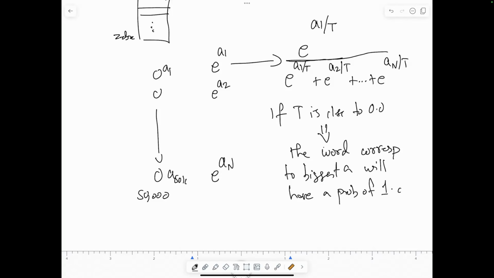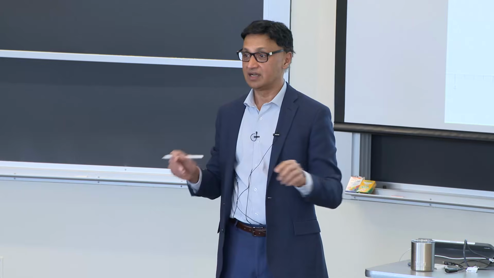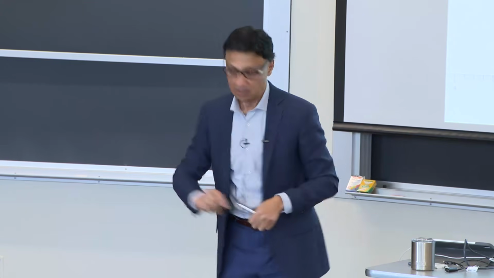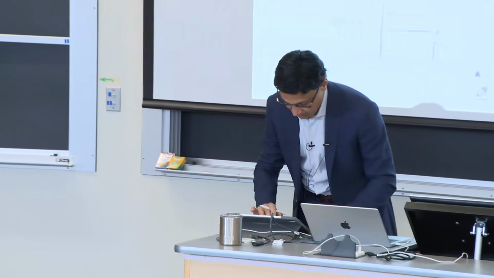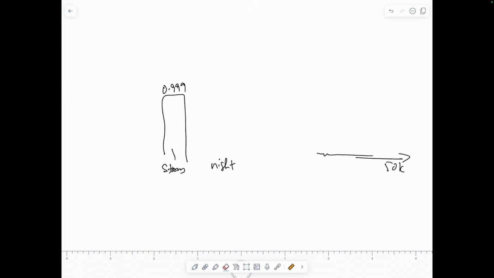And since all the probabilities have to add up to 1, everything else is going to be 0. So the biggest A will have a probability of 1, everything else is going to have 0. So reducing temperature close to 0 means that the probability distribution is going to peak at the biggest word, and everything else is going to become 0. So in practice, if you apply temperature here, Stormy's thing is going to get something like 0.999, and everything else is going to get wiped out.